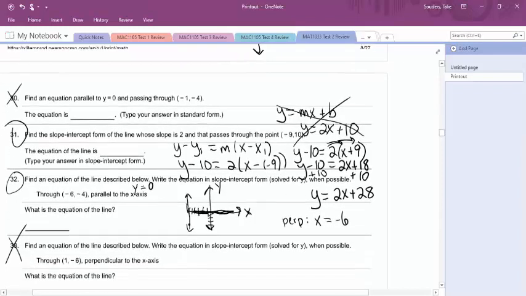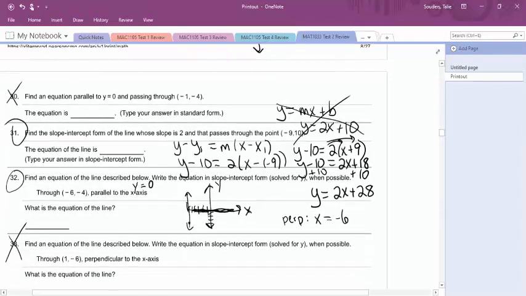Oh, okay, so parallel. But parallel means it has to be another horizontal line. So how do you write the equation of a horizontal line? Y equals... Y equals what? -4. Good. So it'd have to go through that point.